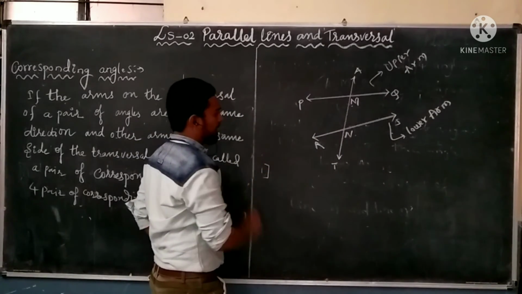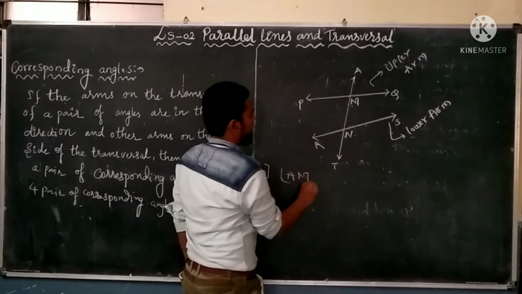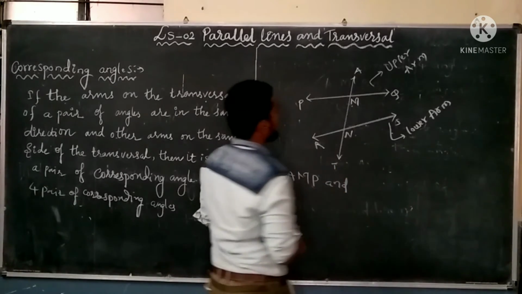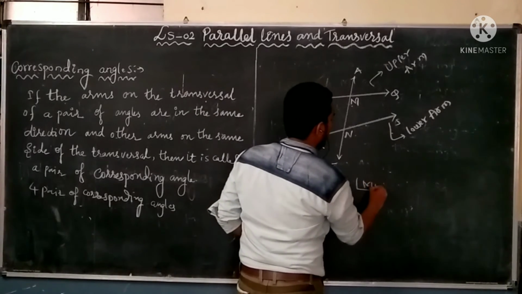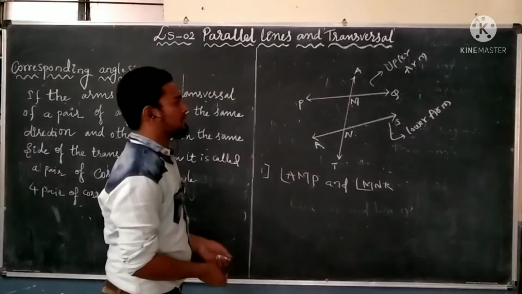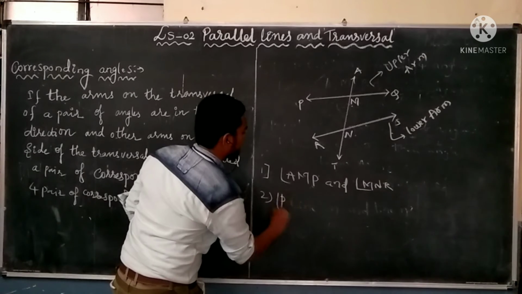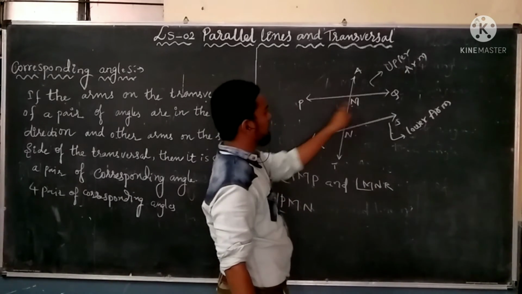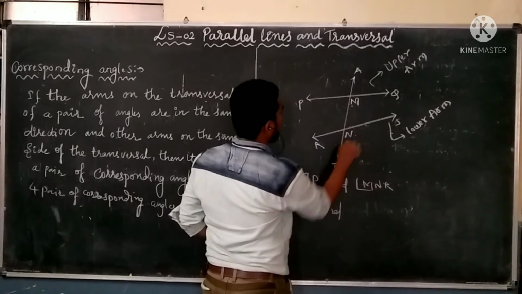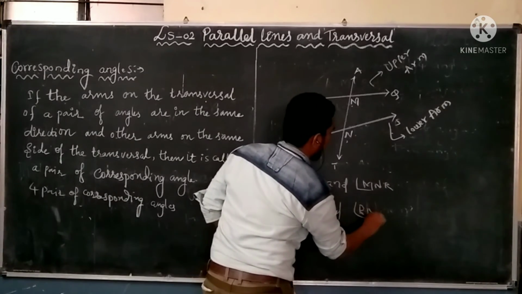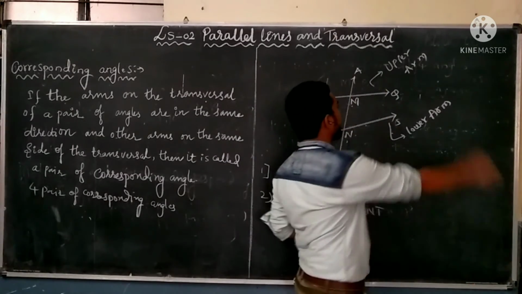First of all, we are taking angle AMP, and in lower side angle MNR. Next, second one is angle PMN and angle RNT. This is the first side and this one is the second side.